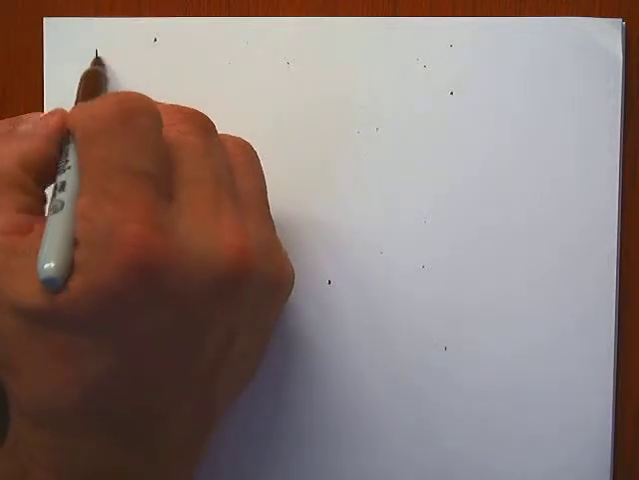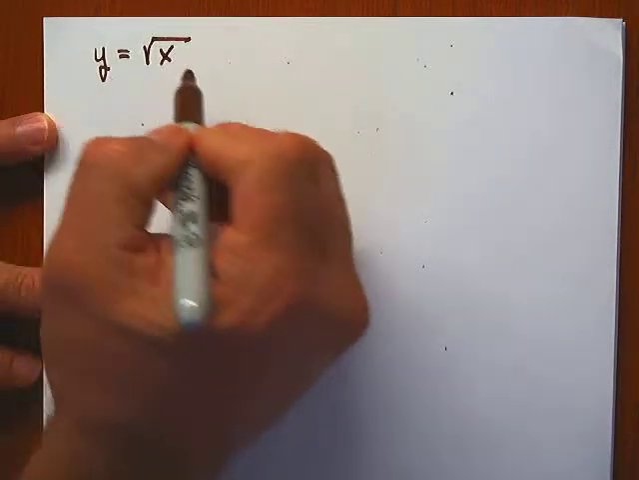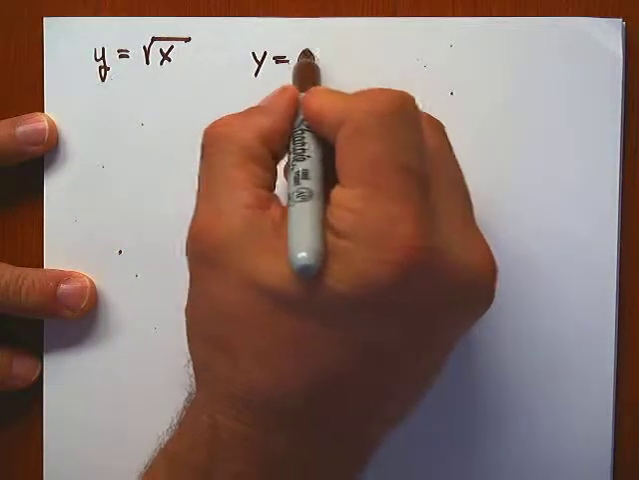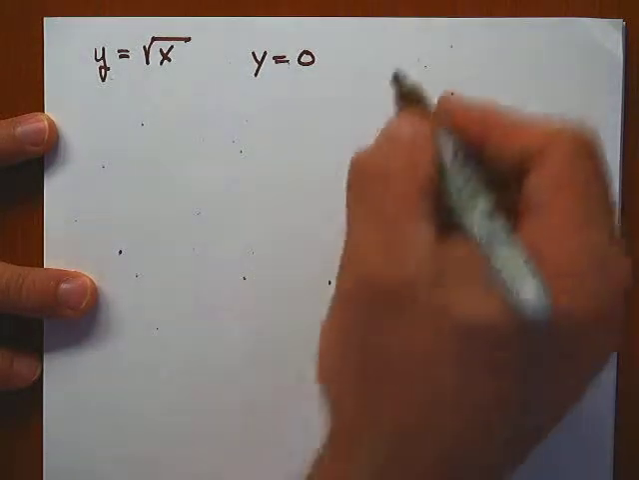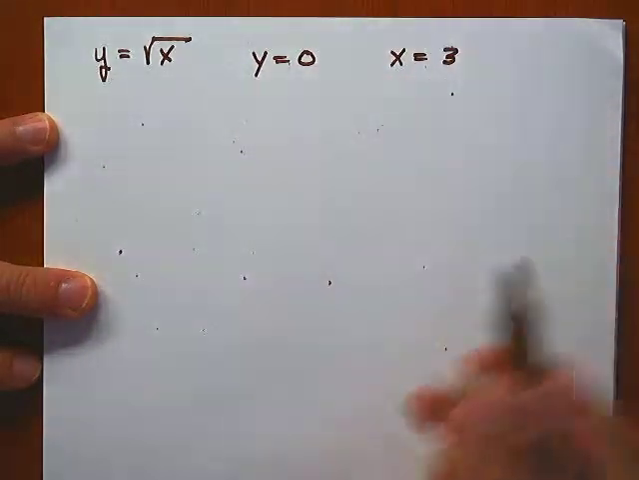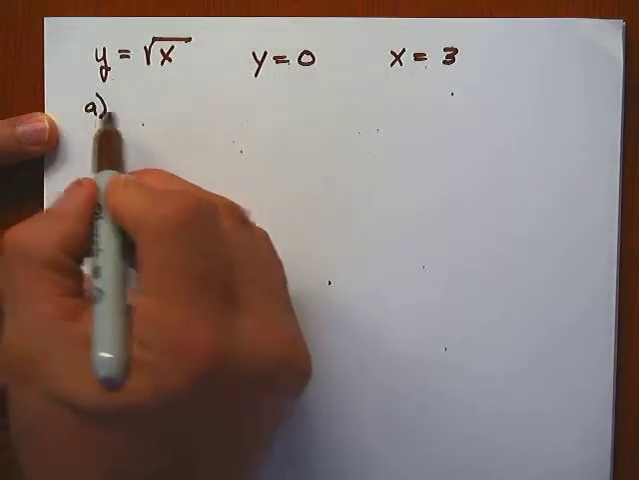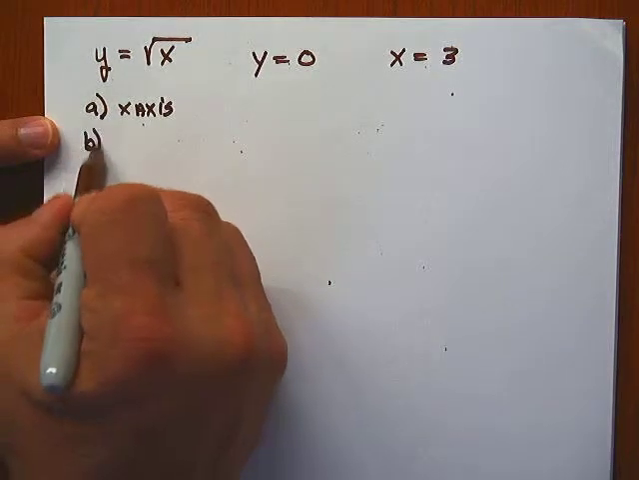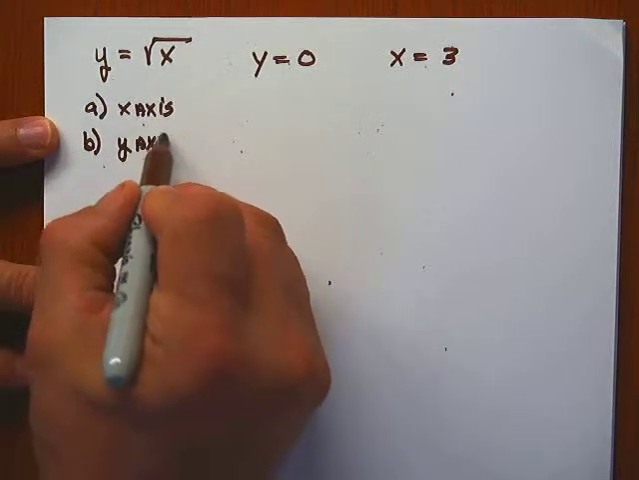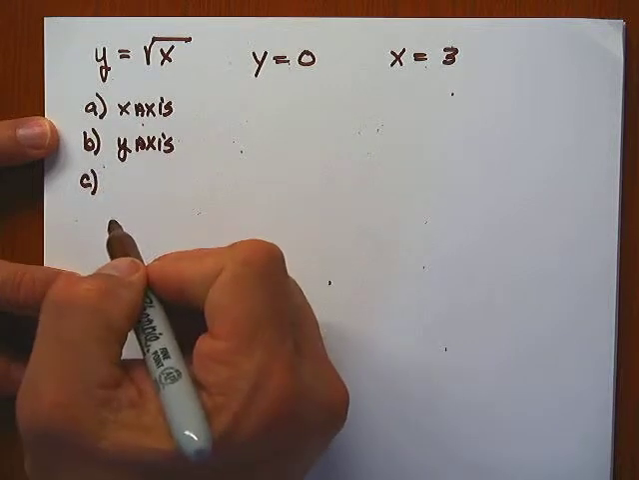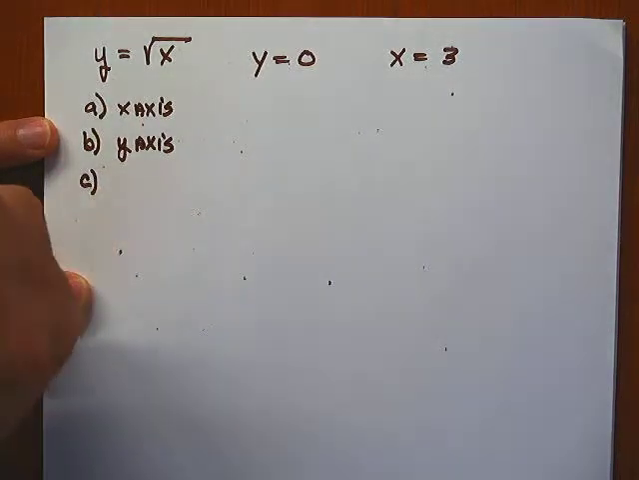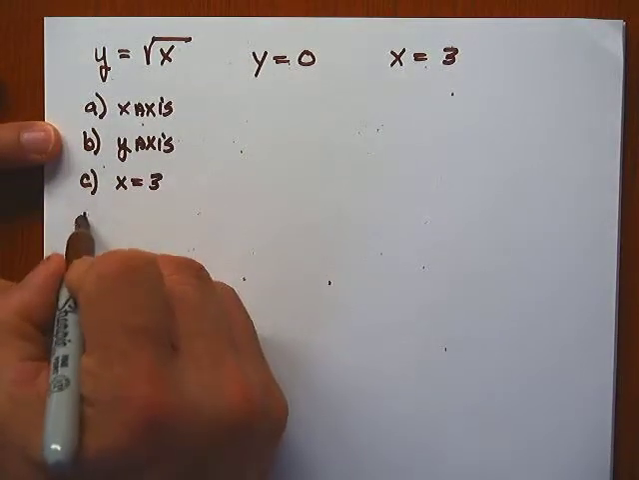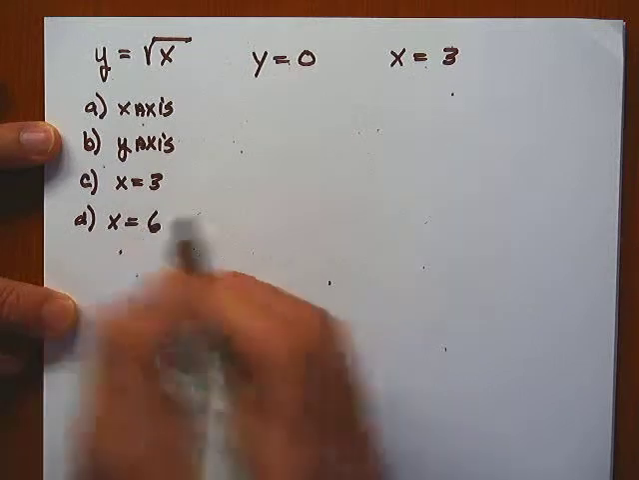We have the function y is equal to the square root of x, and it's bounded by y is equal to 0 and x is equal to 3. And we want to revolve it around 4 different lines. A is around the x-axis, B is around the y-axis, C is about x is equal to 3, and D is about x is equal to 6.